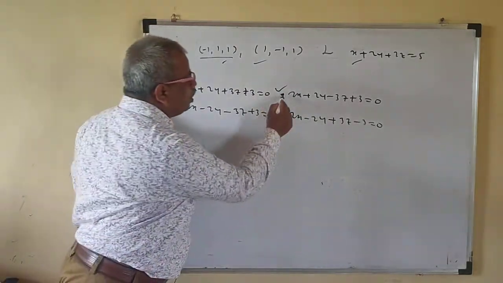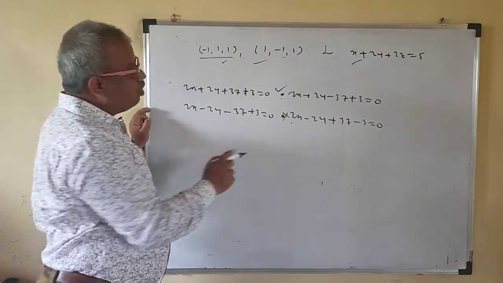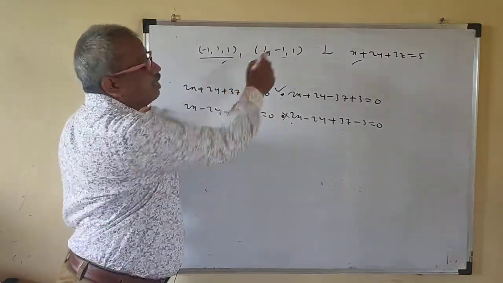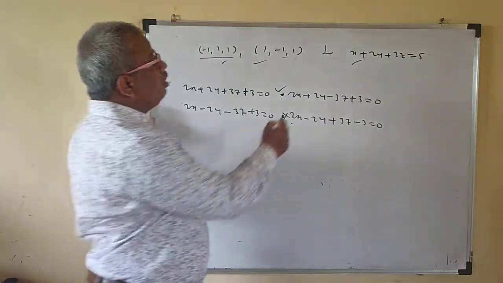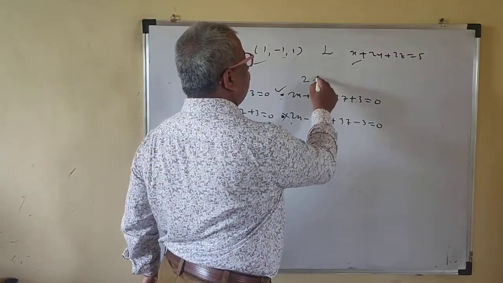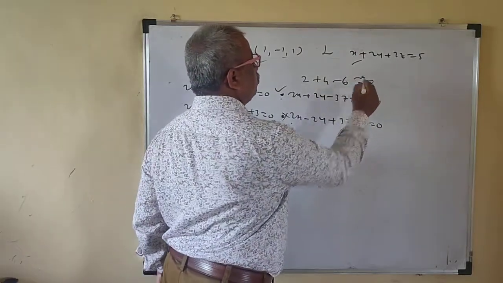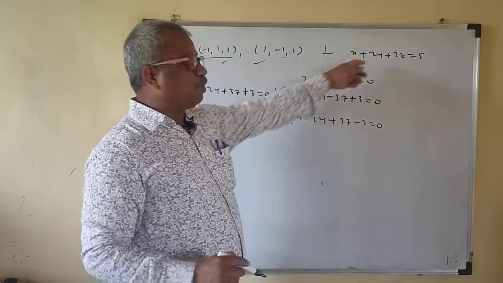If both the equations are satisfied by both the points, if there are two planes such that they are satisfied by both the points, then you have to check the perpendicularity. 2 into 1 is 2, then plus 4, then minus 6. So this is 0. So this plane is perpendicular to this plane.